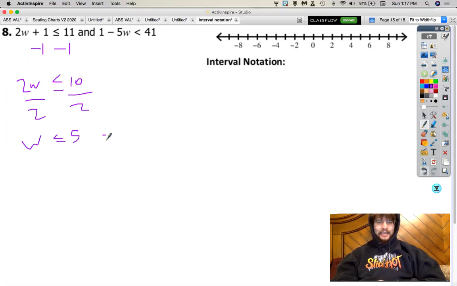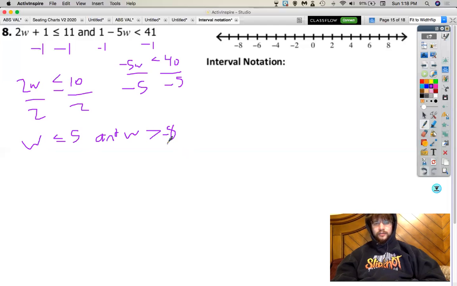Okay, and subtract 1, negative 5w less than 40, divide by a negative 5, w is greater than 8, and it's a negative 8. So here's what we got. W is less than or equal to 5, w is greater than negative 8.